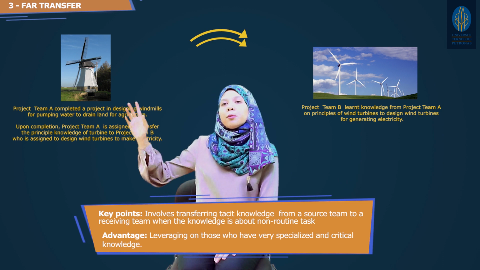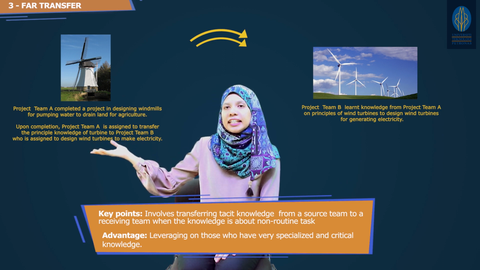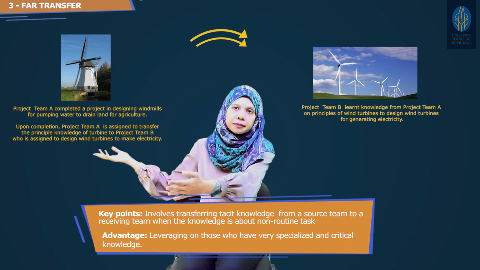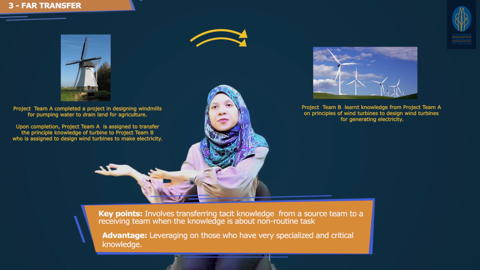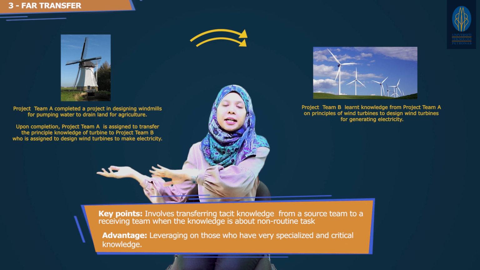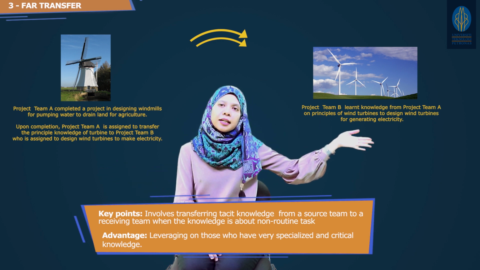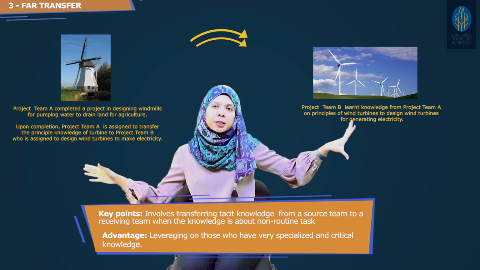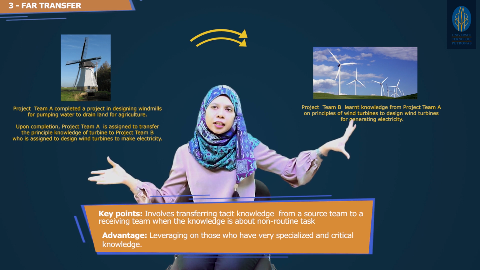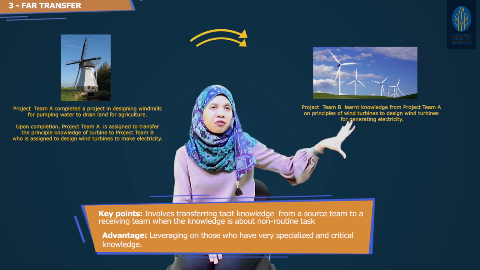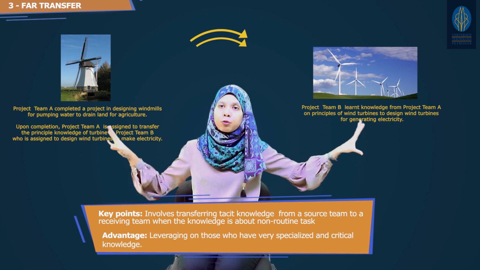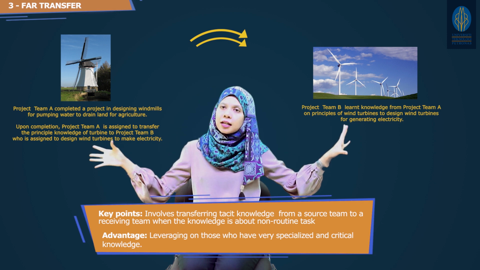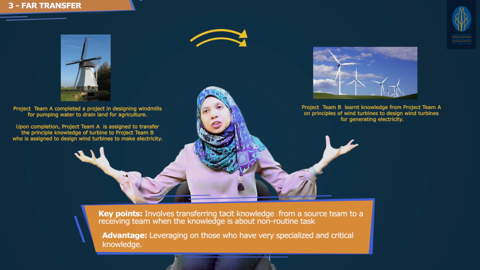For example, project team A completed a project in designing a windmill for pumping water to drain land for agriculture. Then they are assigned to transfer the knowledge on the principle of the turbine to project team B, while project team B learns knowledge from team A on the principle of wind turbine to design a wind turbine for generating electricity. Can you see it's two different projects, but the principal knowledge is the same, but they have to design two different things. One is to generate electricity, one for agriculture.